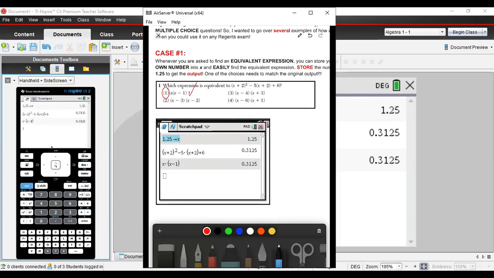So again, whenever you see the word equivalent and it's an expression, you can store a number for X, plug in a number for X, and get an answer, and then you're going to go through and find the one that matches.